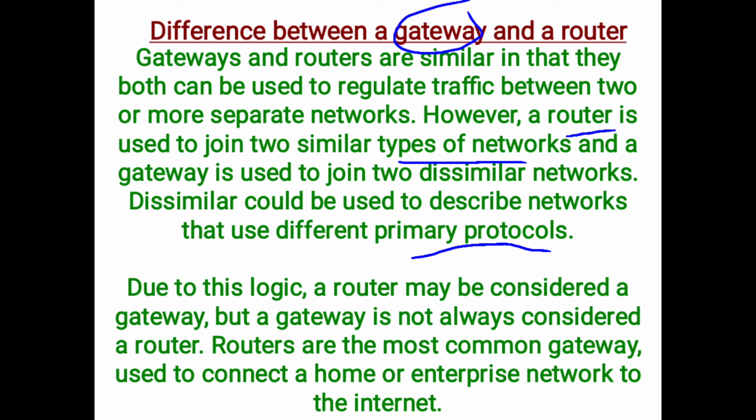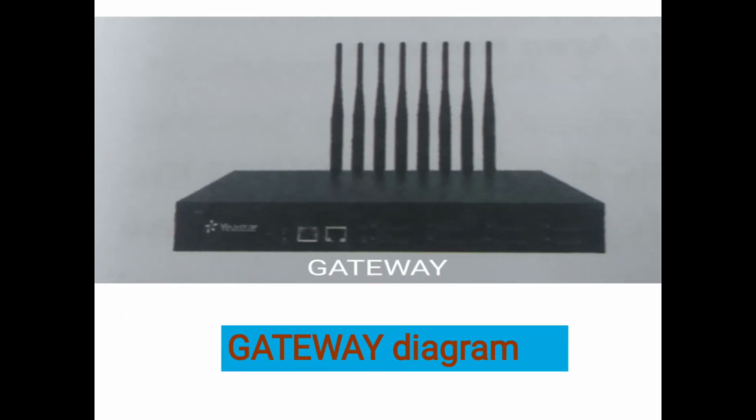As long as the two devices are working on the same protocols, the router is enough. But once you work on two different types of protocols, you require a gateway. That is the difference between the gateway and the router. This is the physical look of the gateway. This is how the gateway looks. It is more similar to your modem.